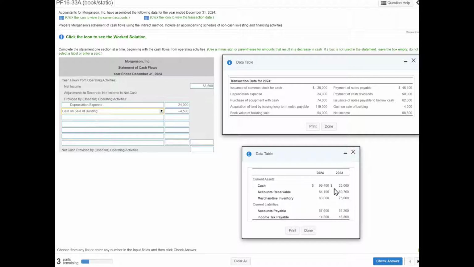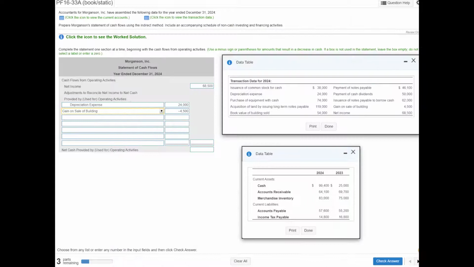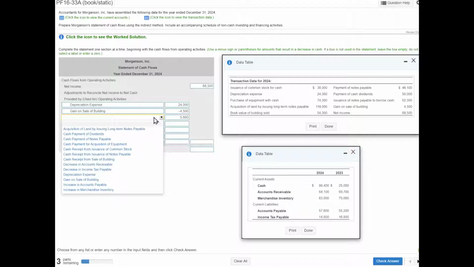Then we're going to analyze our current assets. Why? Because as a reminder, that's what's next. We're going to analyze the changes in current assets. Cash is a current asset, but that goes at the very bottom of the statement of cash flows, which we can't get to yet. So we'll skip that and go to AR. So it looks like AR went from 69 something to 64 something. So AR went down. So if AR went down, which way is cash going? Well, if AR went down, that means we must have collected the AR. So cash is going up. So the difference is $5,600, and because cash went up, we'll leave it positive. Decrease in AR.